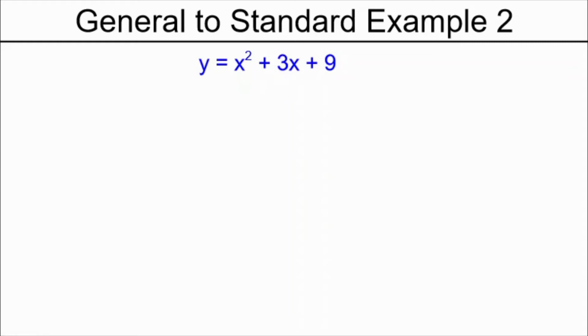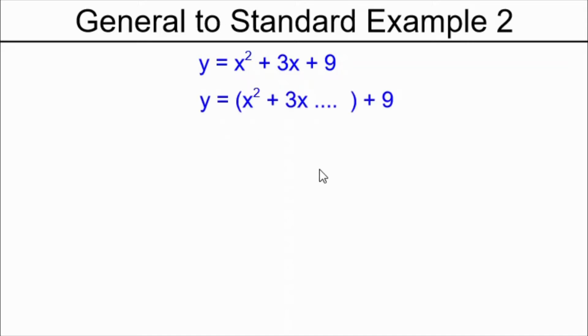Today's Daily Dose of Math is example 2 of converting from general to standard form with a quadratic equation. Example 2, like example 1, is one of the more simple examples because the numerical coefficient of the x squared term is 1. When it's not 1, there are a couple of extra steps. But when the numerical coefficient of x squared is 1, this is the procedure we have to follow.